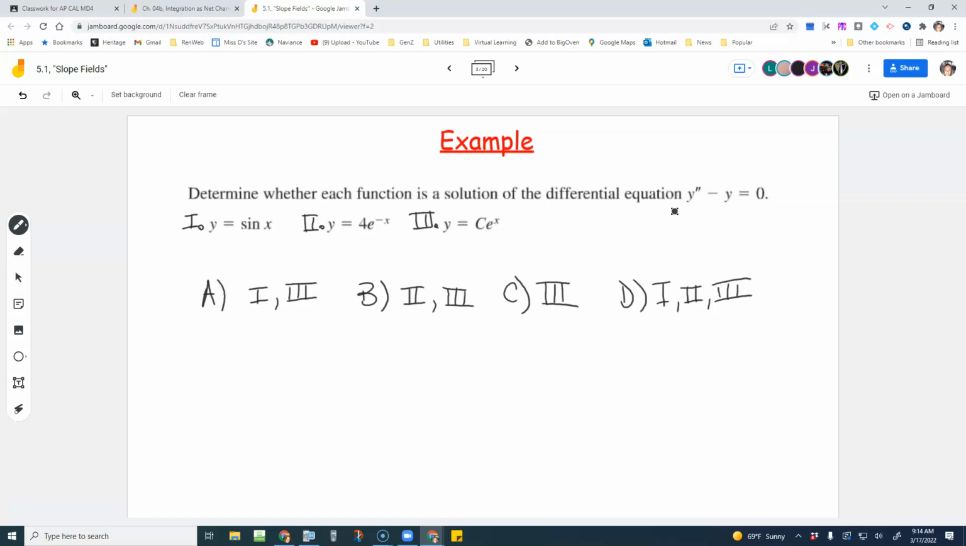And you'll have to figure that out by plugging in, and plugging in is going to require which derivative for this one? Got to take 2. Ready, set, go. Verify. Which ones work?